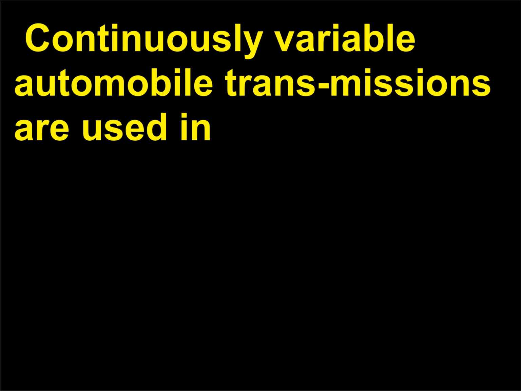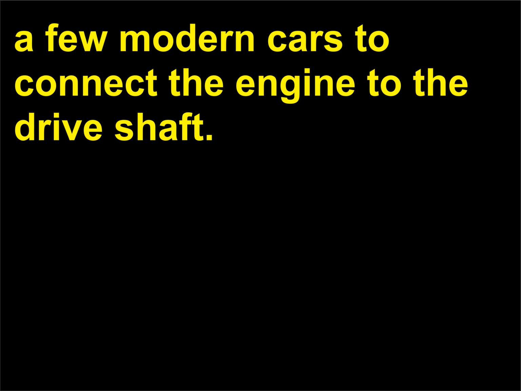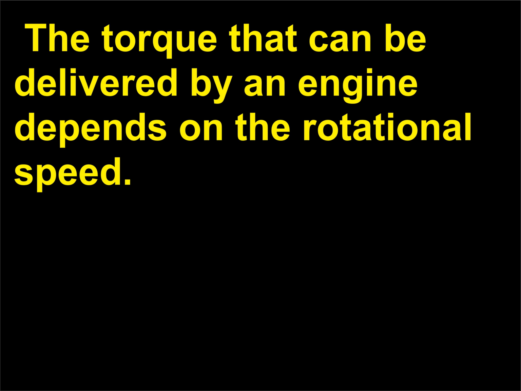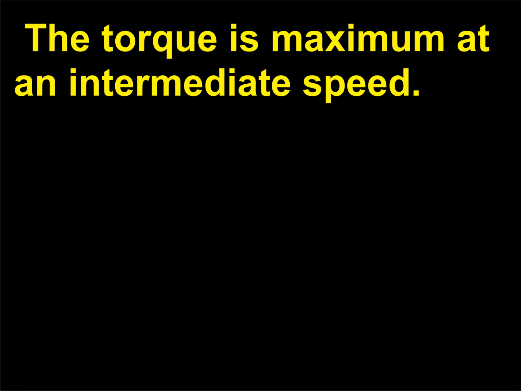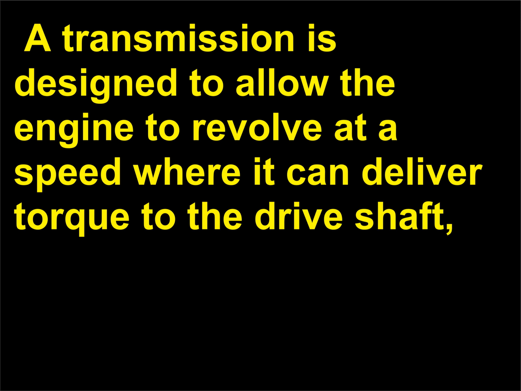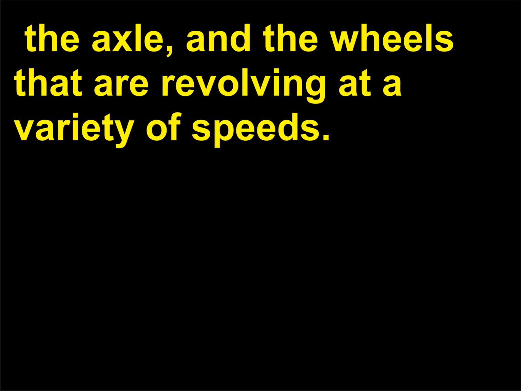Continuously variable automobile transmissions are used in a few modern cars to connect the engine to the drive shaft. The torque that can be delivered by an engine depends on the rotational speed. The torque is maximum at an intermediate speed. A transmission is designed to allow the engine to revolve at a speed where it can deliver torque to the drive shaft, the axle, and the wheels that are revolving at a variety of speeds.